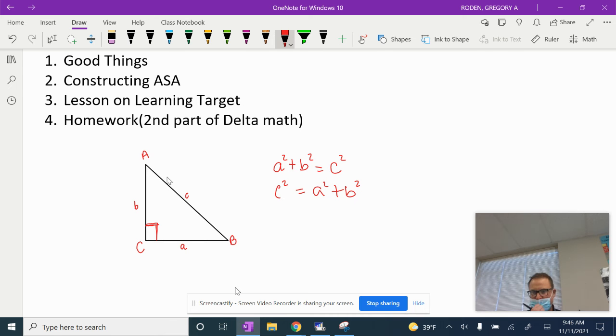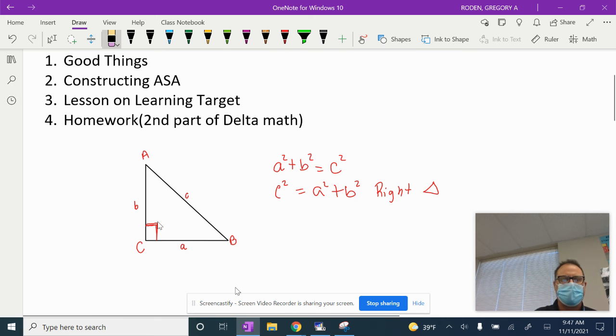Now, here's the deal. If c squared equals a squared plus b squared, by the converse, this means it's a right triangle. But you can say more. You guys know what an inequality is? A greater than or less than symbol? So if you had another triangle, and let's say you didn't know it's a right triangle.